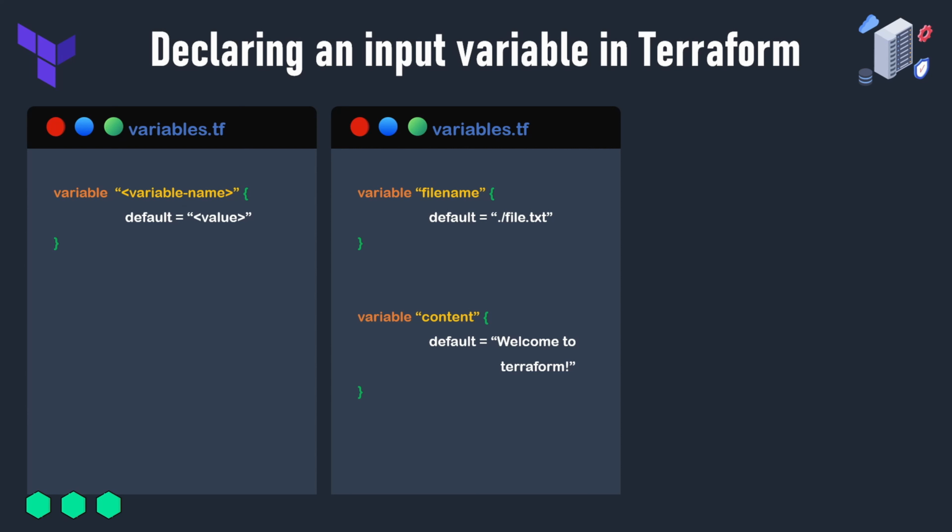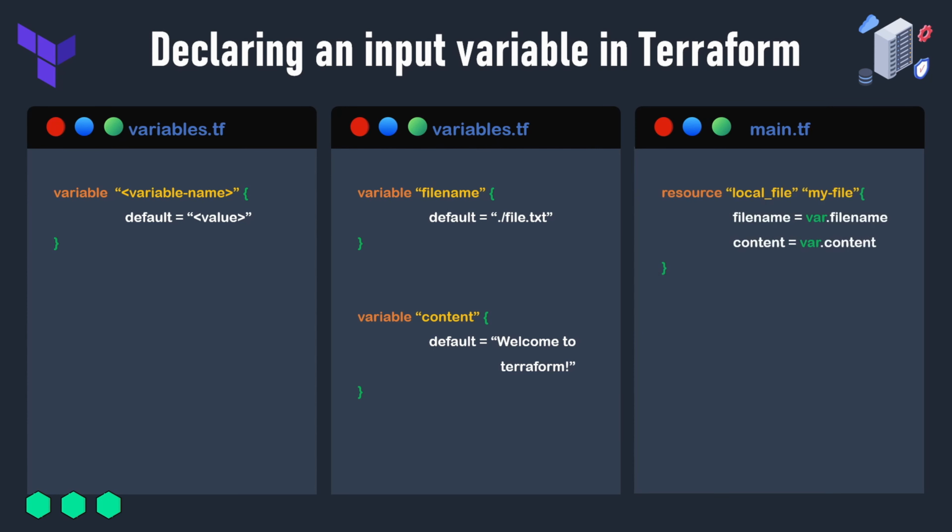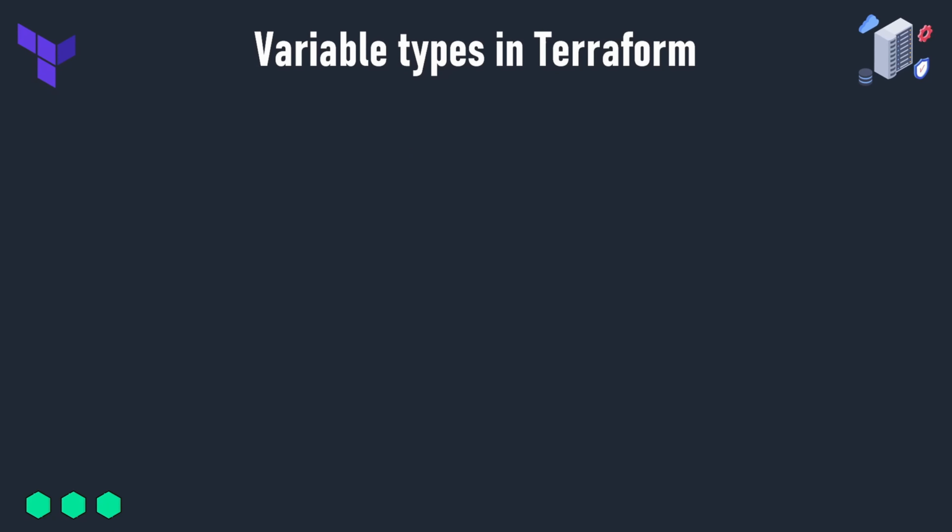Now this value can be accessed to set arguments in a resource block, and we can reference them as attributes of an object called var. For example, here we have set the file name argument of the local file resource using the file name variable and the content argument using the content variable that we have declared in the variables.tf file. Now, when we apply this configuration file, a file called file.txt will be created with the content welcome to Terraform inside it. Let's learn now about variable types in Terraform.